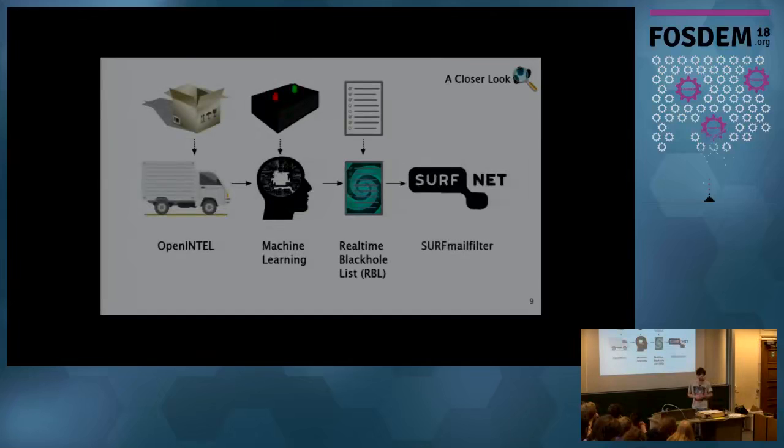Now, our RBL has been put into practice in the SURF mail filter. The SURF mail filter is a spam filter which is run by SURFnet. SURFnet is the collaborative ICT organization for Dutch education and research. SURFnet handles the email for many of their associated universities and academies. So this means that a lot of email goes through their filter, and there's also a lot of spam.